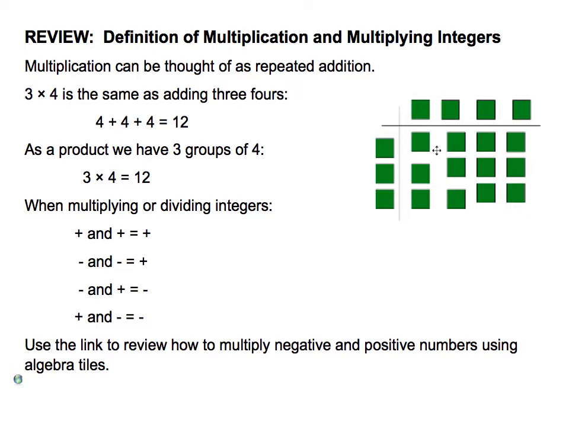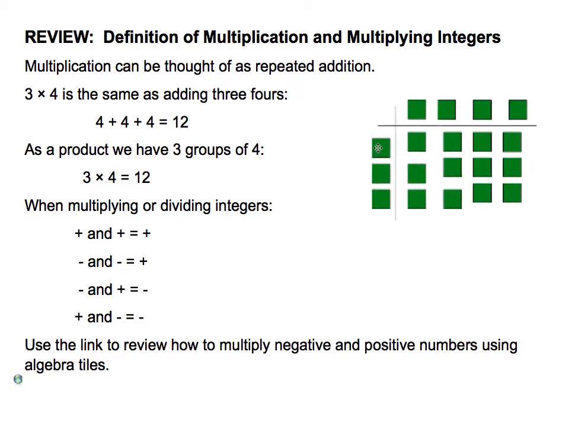So the way that we show the picture is by doing 3 groups of 4, and the area that it covers is actually the product. So since we have 12 tiles here, the answer will be 12.